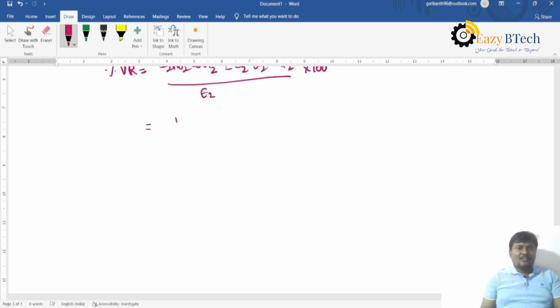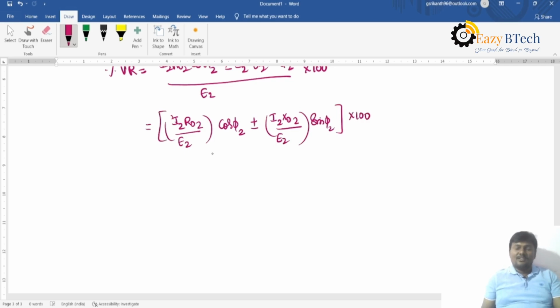So I2 R02 by E2 into cos phi2 plus or minus I2 X02 by E2 sin phi2, multiplied with 100. See, the I2 R02 is a voltage drop. The units of this one is volts and the E2 units is also volts. I2 X02 is the reactance drop. The units are volts and the E2 units also volts. Voltage by voltage, it is a unitless quantity.